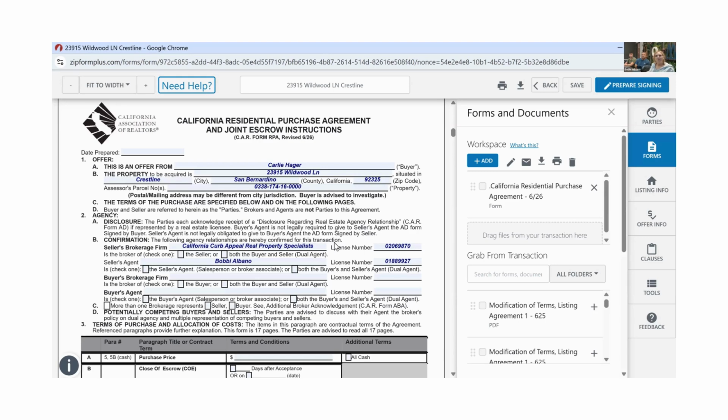Buyer's agent is not legally required to give to seller's agent the AD form signed by buyer. Seller's agent is not legally obligated to give buyer's agent the AD form signed by seller. Do you understand what that means? So if you're the buyer's agent, because you're writing the RPA, you are not legally required to give the seller's agent this AD form signed by the buyer.